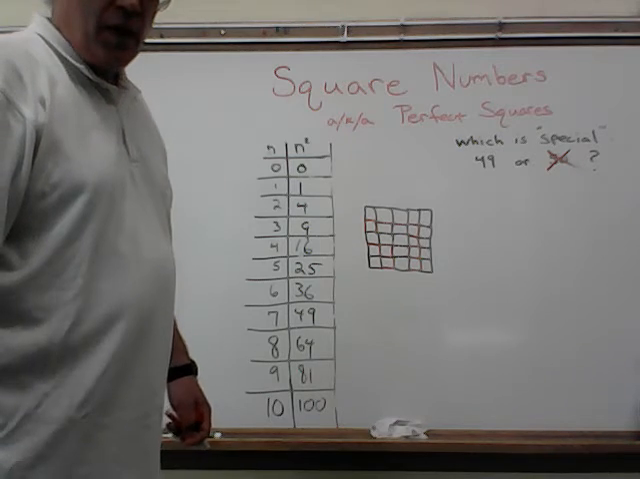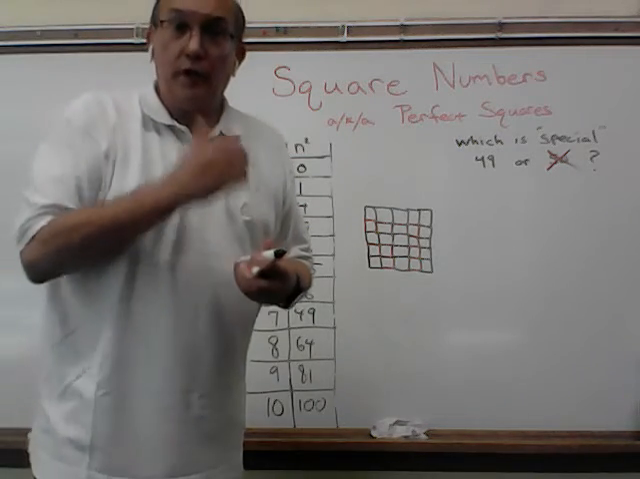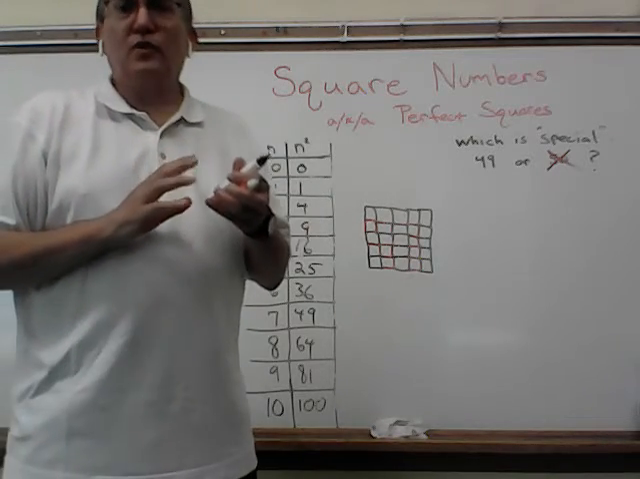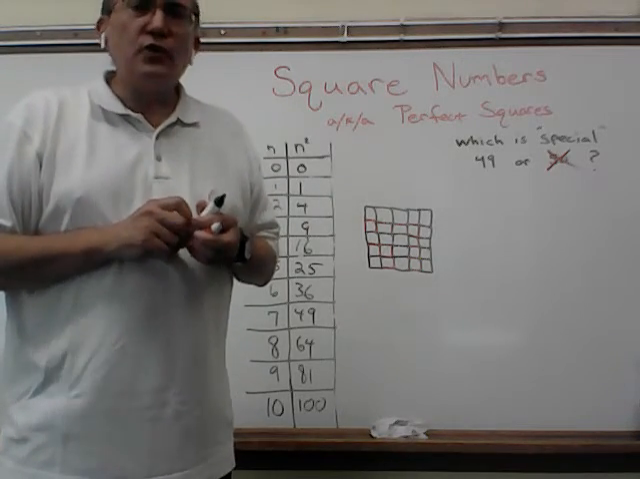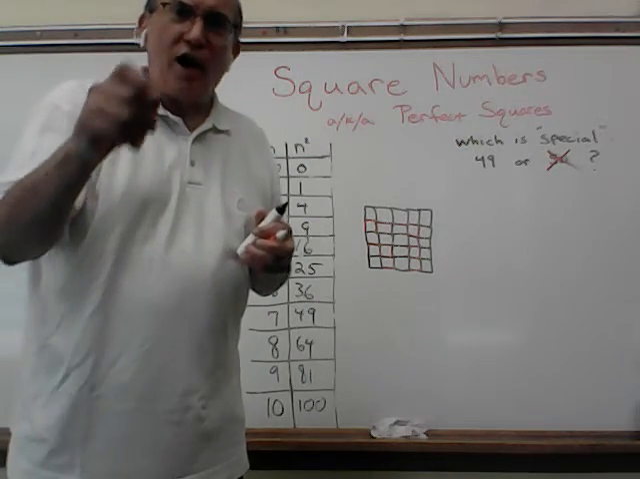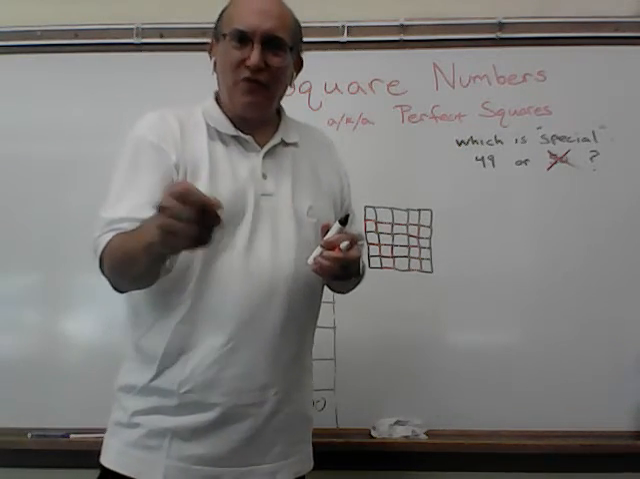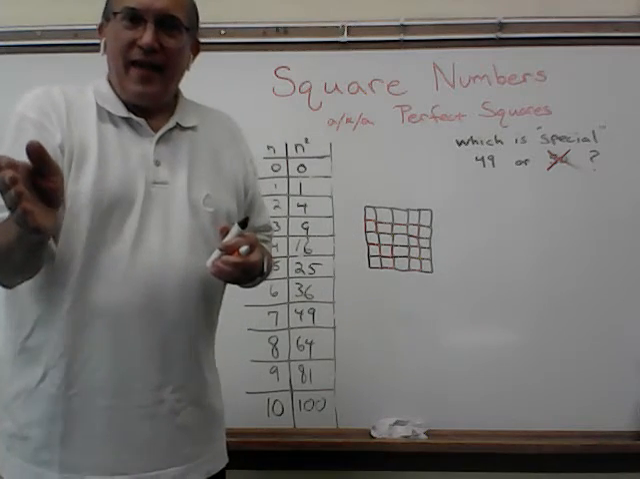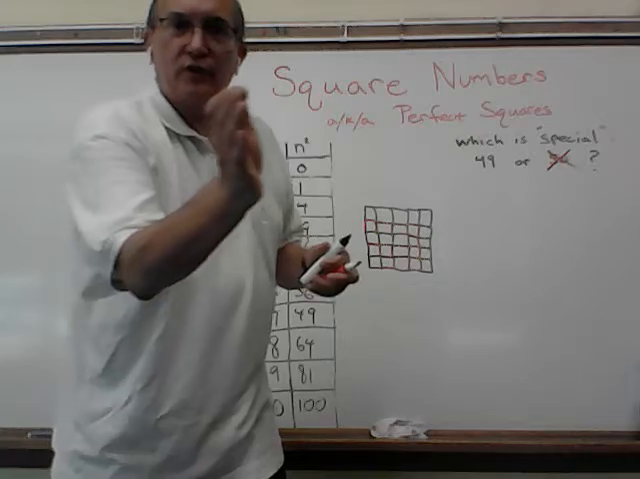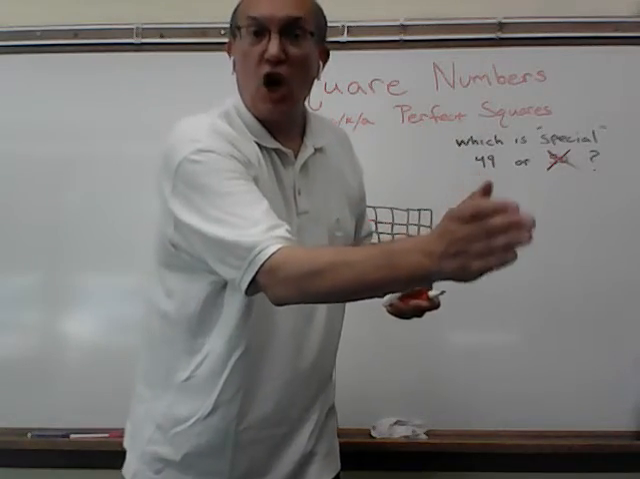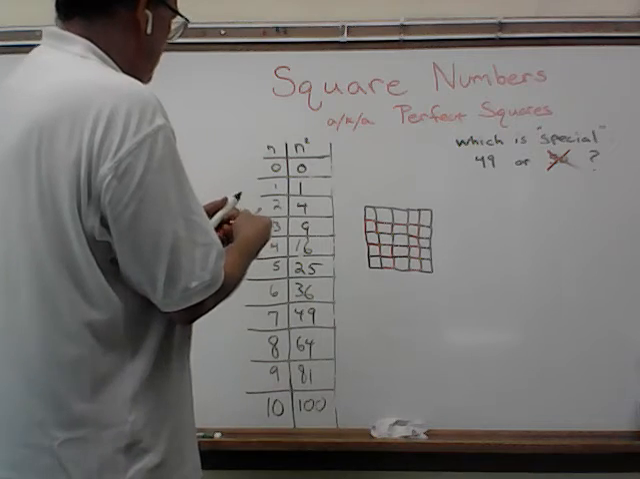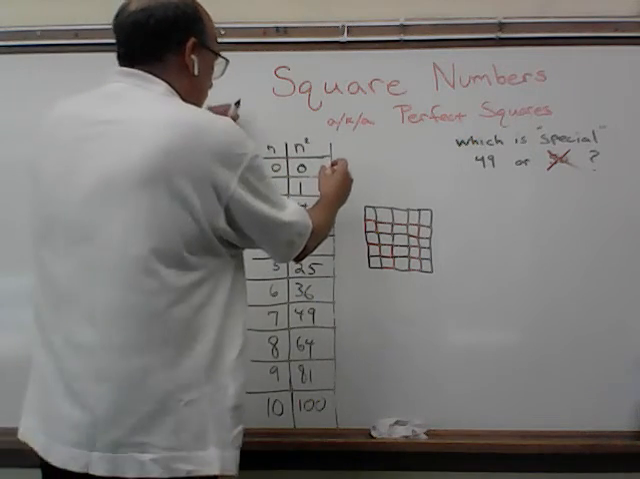Okay? Now we're going to close here with a very interesting observation about square numbers. The square numbers are sums of the odd whole numbers. Every square number is a sum of the first certain number of odd numbers. All right? Let me give you an indication of that over here.